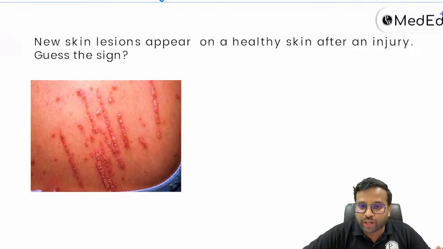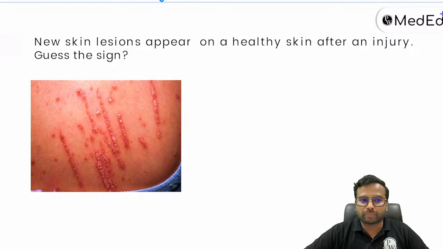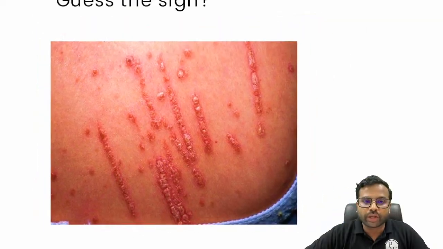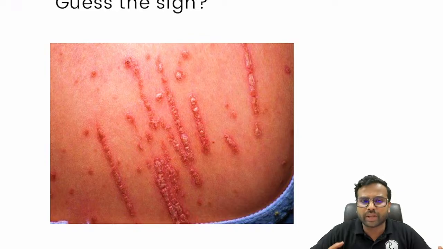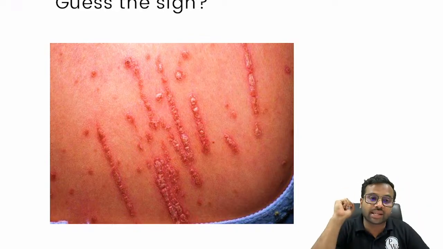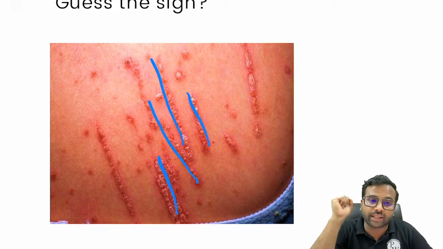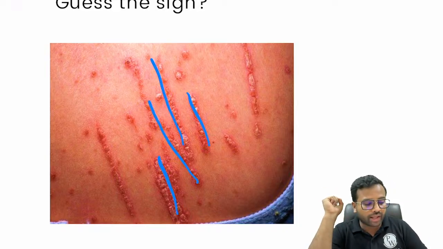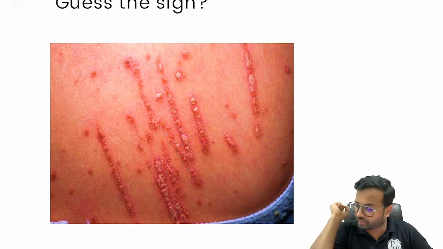If you want me to rephrase this sign, new lesions appear in the skin whenever there is a trauma. New lesions appearing on trauma. So just see the image here. In this image, what is the trauma that we can guess? Probably in this image, the patient has scratched his skin with his nails. After scratching the skin with the nails, the patient has developed multiple linear plaque lesions like this. All these linear plaque lesions also have some whitish scales.